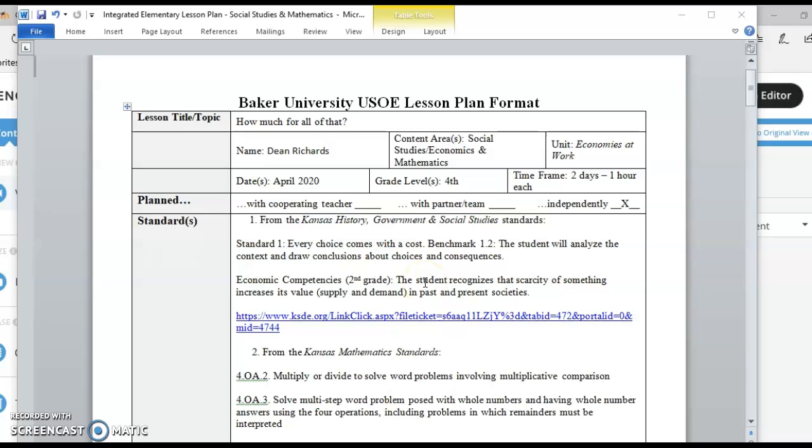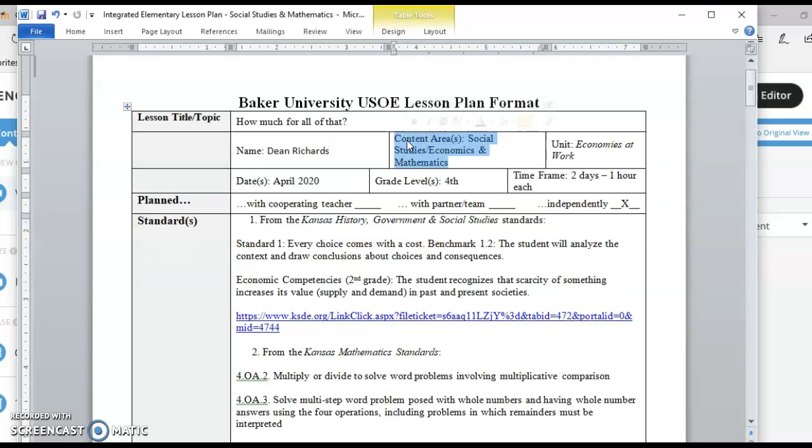If you look at the first few sections here, the lesson title and topic, of course you select that. You can just put the title or the topic or both, that's okay. Author. If you look at the content areas, you'll see that this particular lesson plan utilizes multiple content areas. You don't have to do that with your lesson plan, but that is an option.